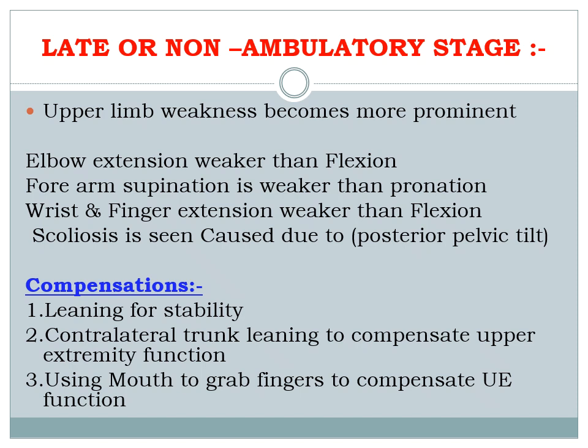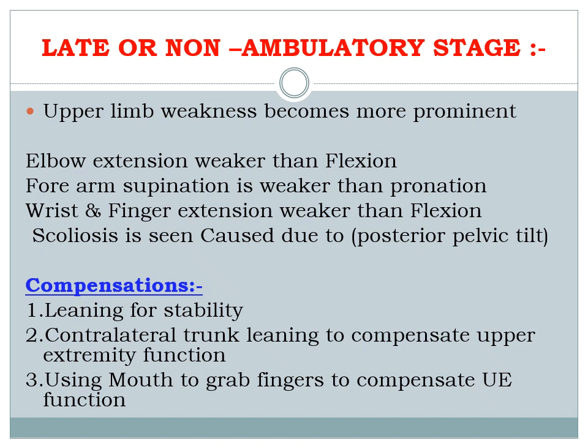Then scoliosis is seen, caused by the posterior pelvic tilt. Upper limb weakness becomes more prominent: elbow extension weaker than flexion, forearm supination weaker than pronation, and wrist and finger extension weaker than the flexors. Scoliosis is seen due to the posterior pelvic tilt.